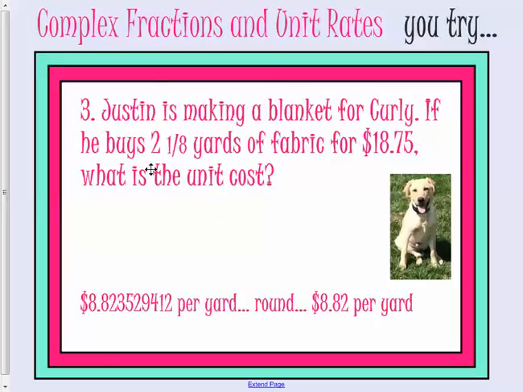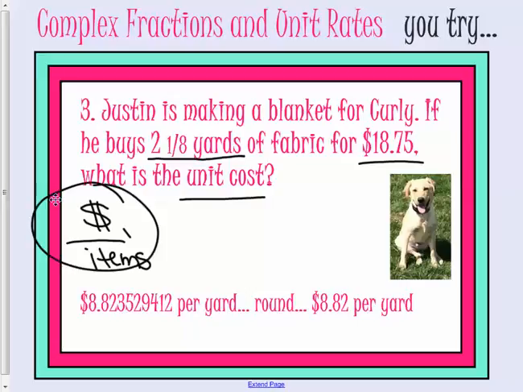Okay, Justin is making a blanket for Curly. If he buys 2 1/8 yards of fabric for $18.75, what's the unit cost? So we always divide money by items. Okay, write this down. This is incredibly important. Star it in your notes. Okay, so money divided by items.